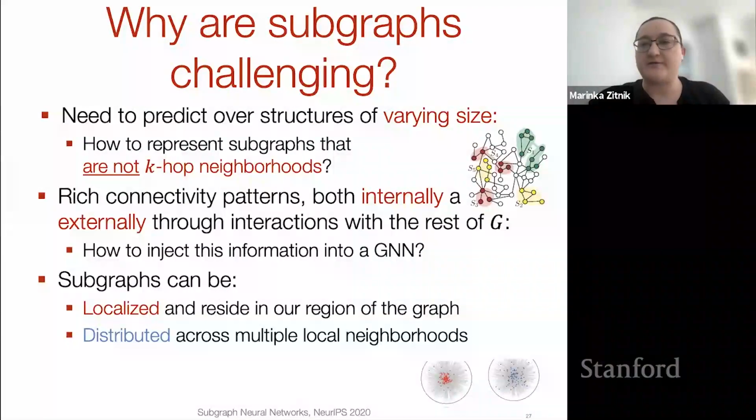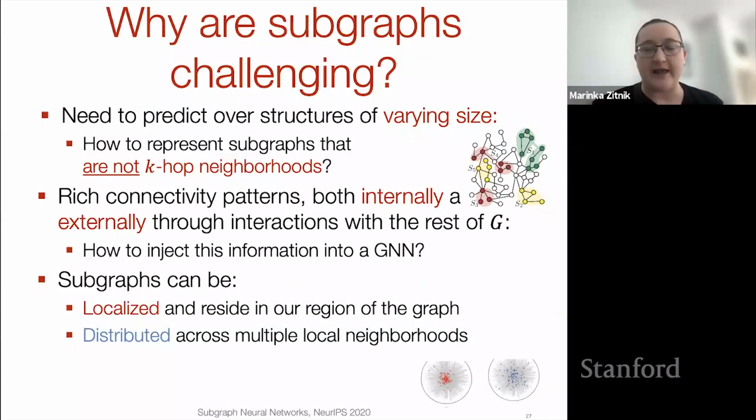So why are subgraphs challenging? Why can't we, for example, just take our favorite node level embedder, and by now I'm sure you have heard of many node level embedders in the course, and essentially just learn node embeddings and take an average of those node embeddings, or somehow aggregate those node embeddings to arrive at a subgraph embedding. So there are several reasons why we might lose a lot of information if we do so.